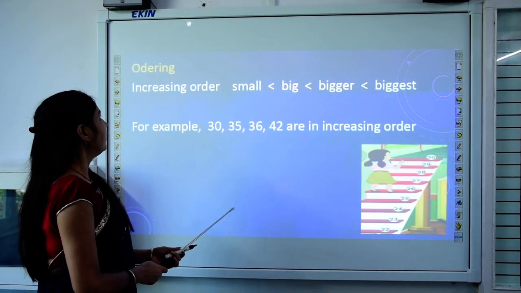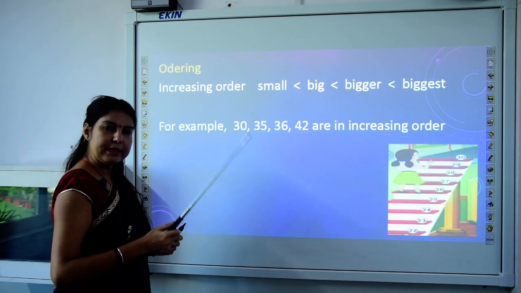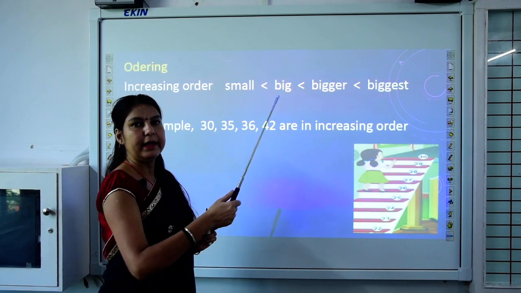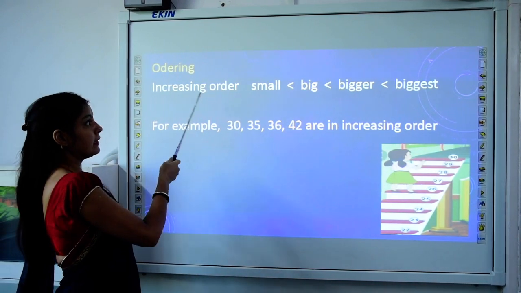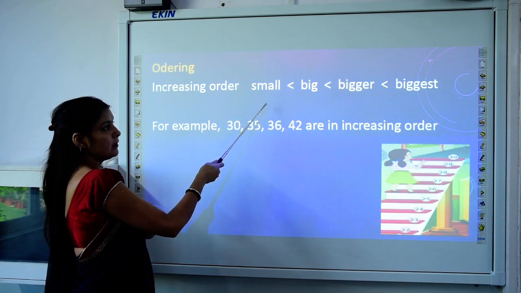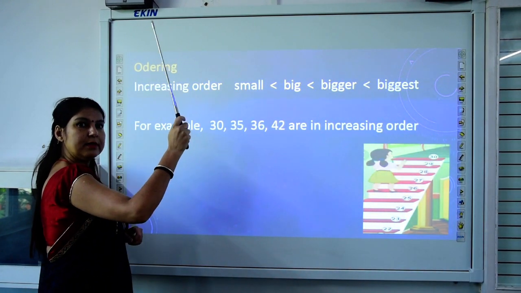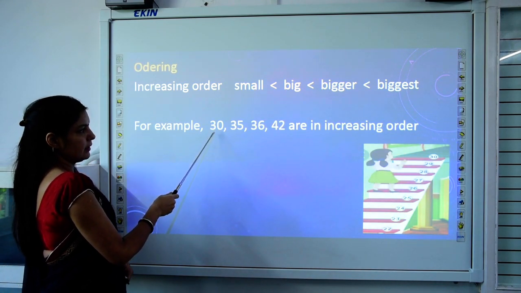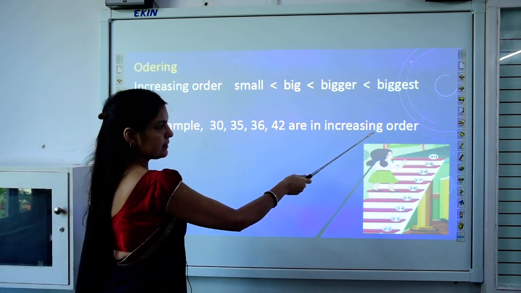Now, ordering numbers. Ordering means increasing order and decreasing order. In increasing order, we have to write the numbers from smaller to bigger, and in decreasing order, we have to write bigger to smaller. So first of all, we will see increasing order. In increasing order, we will write a small number first, then big, then bigger, and at the last the biggest number. For example, look here, 30, 35, 36, 42 are in increasing order.